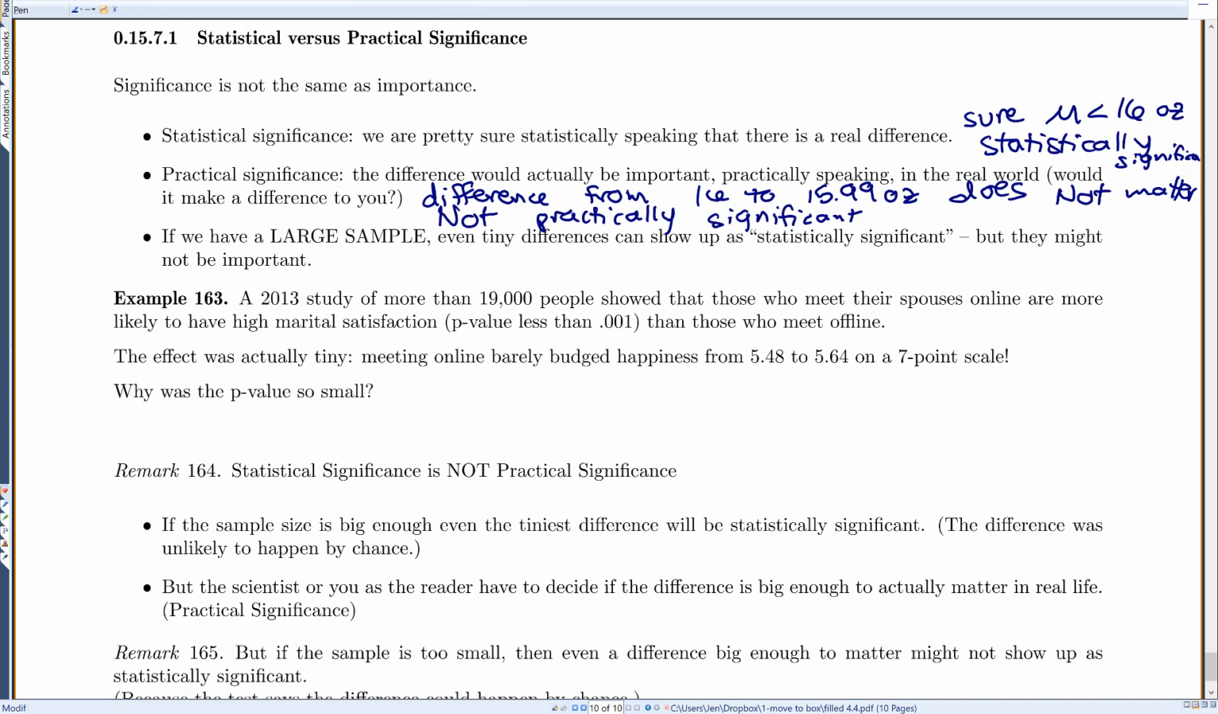For another example, a 2013 study of more than 19,000 people showed that those who meet their spouses online are more likely to have high marital satisfaction. They had a p-value less than 0.001 compared to those who meet offline. The effect was actually tiny, so meeting online barely budged happiness from 5.48 to 5.64 on a 7-point scale. But why was the p-value so small? The p-value is small, but that's not a very big difference. The p-value is so small because the sample size is huge.